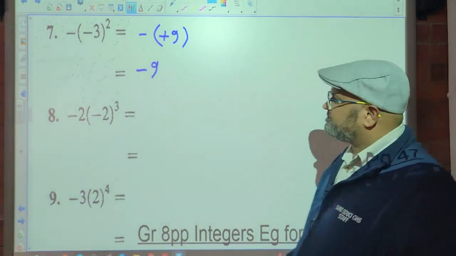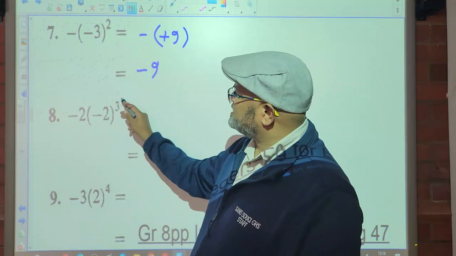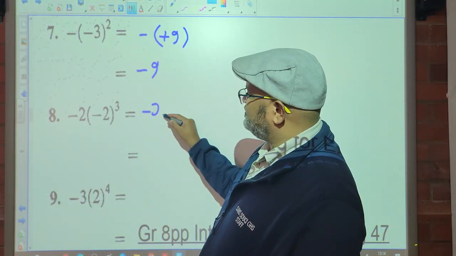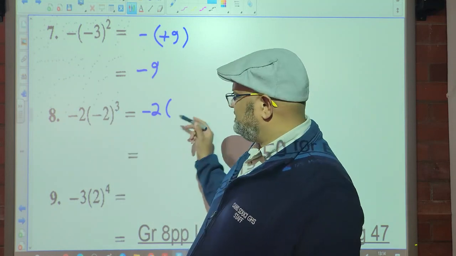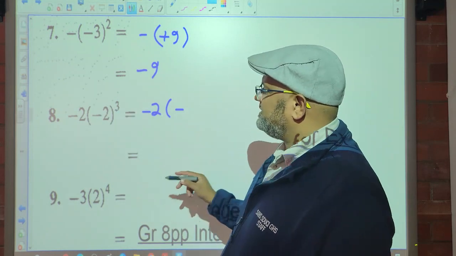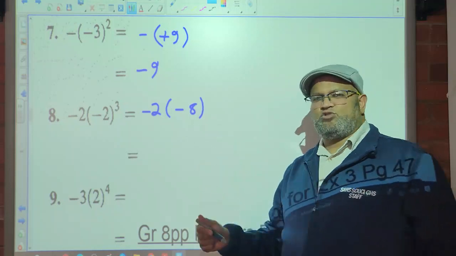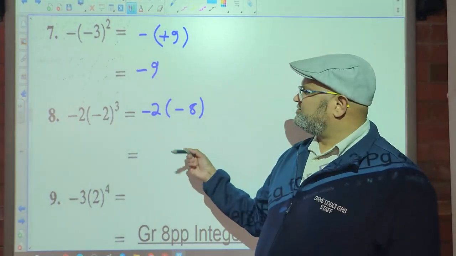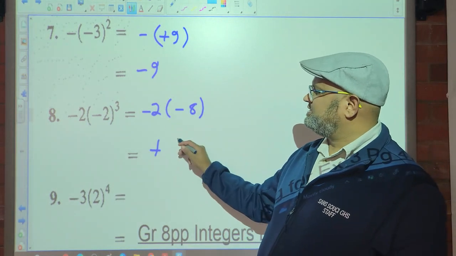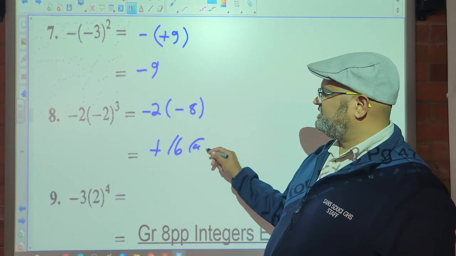Let's look at the next sum. So we're going to sort out this exponent first. So it's negative 2 into. What's negative to an odd exponent? Negative. And 2 to the cube is 8. That's 2 times 2 times 2. What's negative times negative? Positive. 2 by 8? 16.